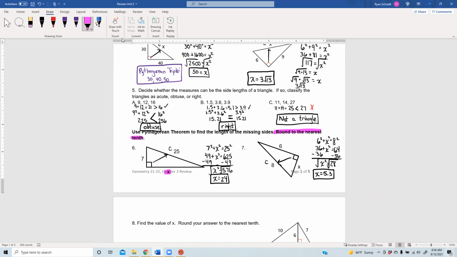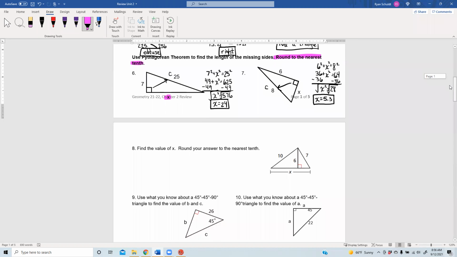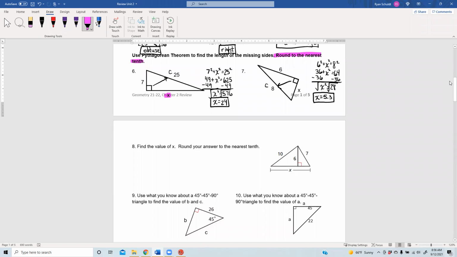Okay, number 8. We're still dealing with the Pythagorean theorem, but this one's going to be a little tricky because they want you to find x, but x is the whole bottom down here, and this isn't a right angle, so you can't say 7 squared plus 10 squared. No, you have to do these separately.